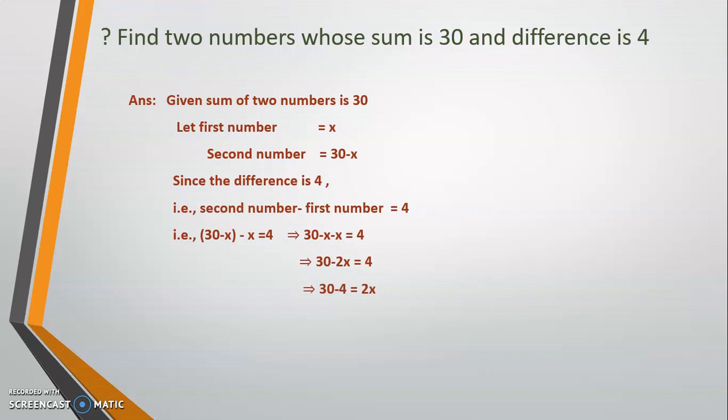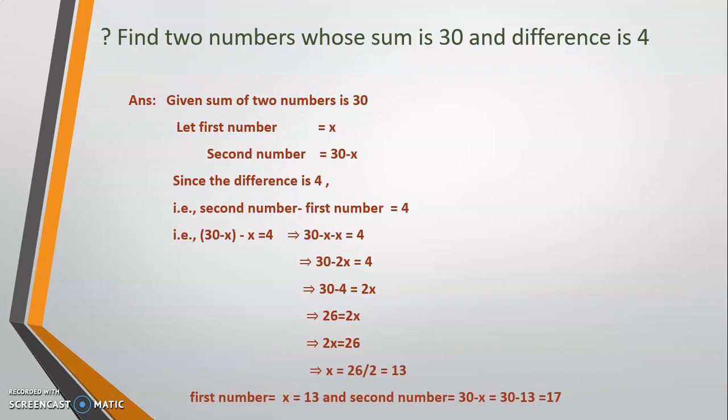If we take constants to our LHS and 2x to the other side, we get 30 minus 4 equals 2x. 30 minus 4 is 26. 26 equals 2x. That is 2x equals 26. Then the value of x is 26 by 2, that is 13. The first number is 13 and the second number is 30 minus x, that is 30 minus 13, that is 17.